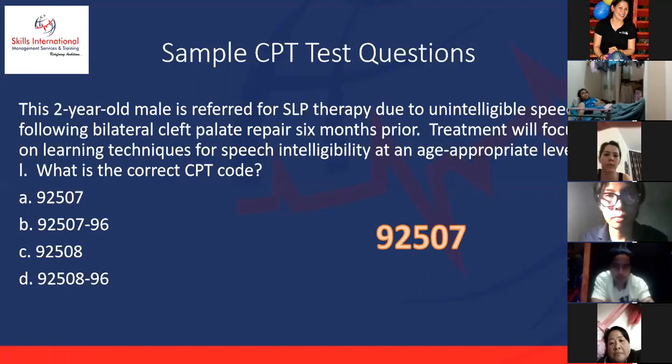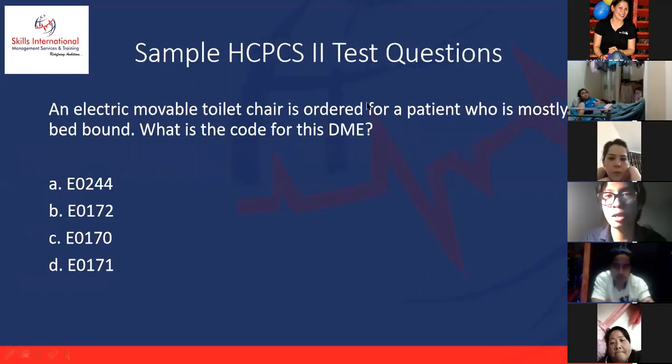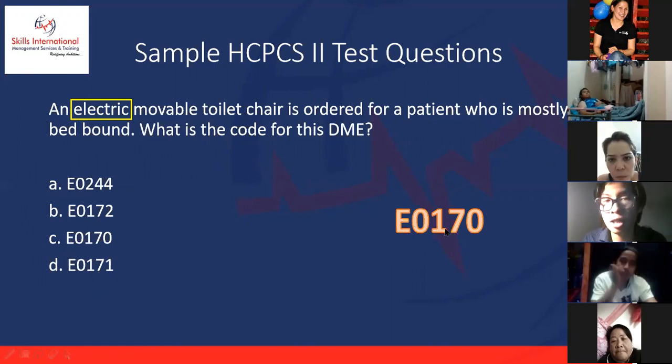These are for your HCPCS codes. These are for your supplies and equipment. So this is a movable toilet chair. If you look at this, your keywords would be that it should be electric and it should be a movable toilet chair. So the answer for this one is E0170. Your HCPCS codes start with a letter, then continue with digits. CPT codes are all numbers. ICD codes are letters and numbers.